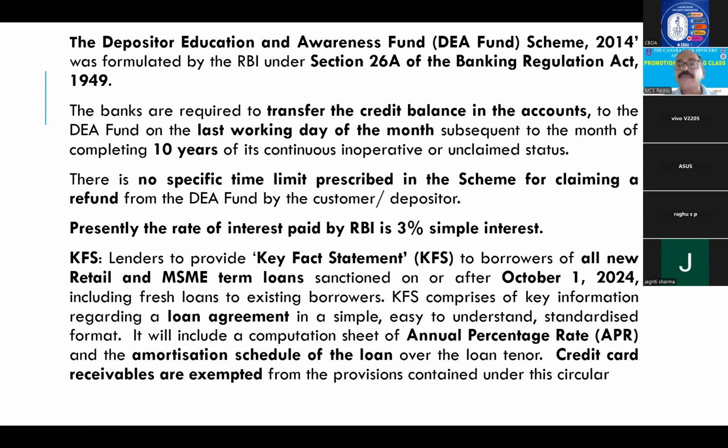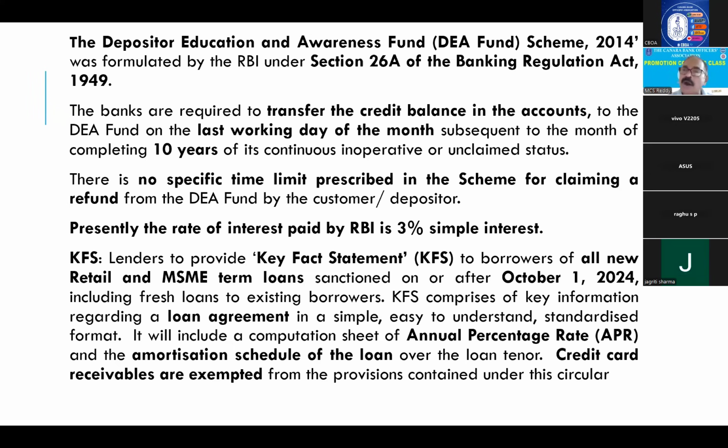Next, key fact statement. From October 1st, it has become effective. That is why it is important. Key fact statement. What is this? Lenders have to provide key fact statement to all new retail and MSME term loan customers sanctioned on or after October 1, 2024. Either retail or MSME. If you are sanctioning fresh loans from October 1st, you should submit them key fact statement.